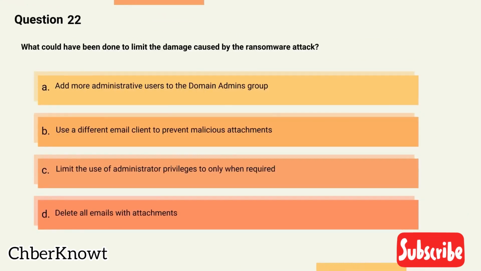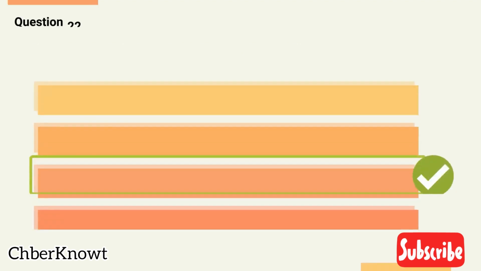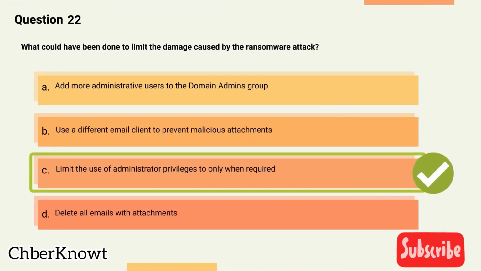Question 22. What could have been done to limit the damage caused by the ransomware attack? Option A. Add more administrative users to the domain admins group. Option B. Use a different email client to prevent malicious attachments. Option C. Limit the use of administrator privileges to only when required. Option D. Delete all emails with attachments. The correct answer is Option C. Limit the use of administrator privileges to only when required.